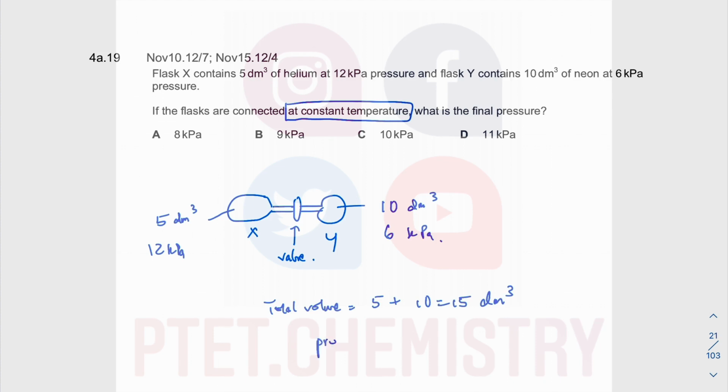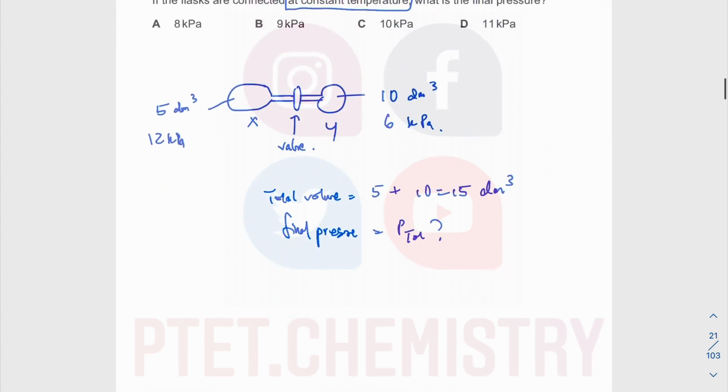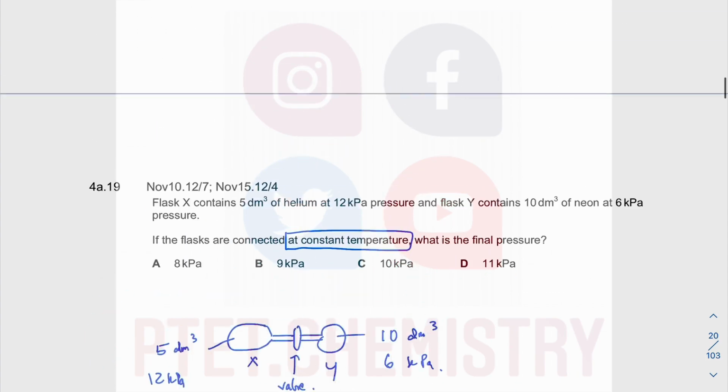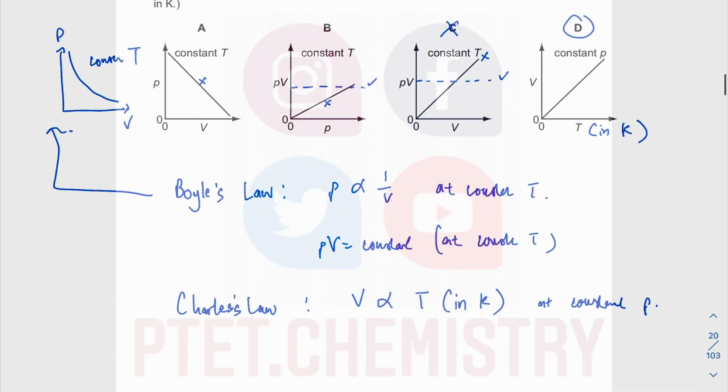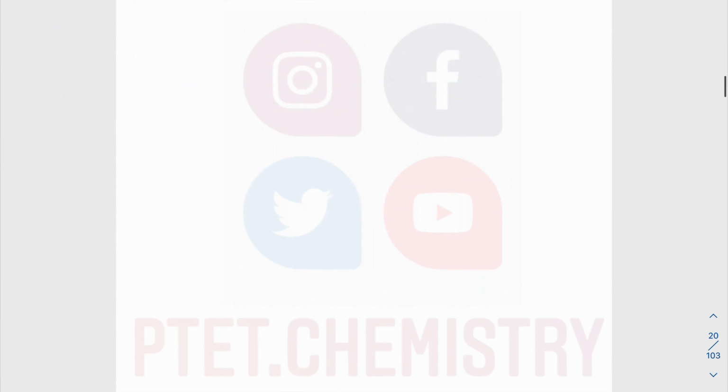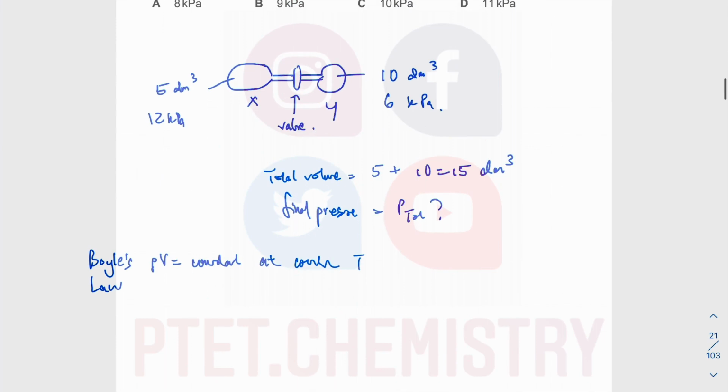So now your final pressure is what you want to find, which is your P total, okay? And we know that PV equals a constant at constant temperature. So that is your Boyle's law, which I stated in the previous question. So Boyle's law, the inversely proportional relationship, can give you PV equal to constant. So what happened then is the constant here plus the constant there will be equal to a new final constant.